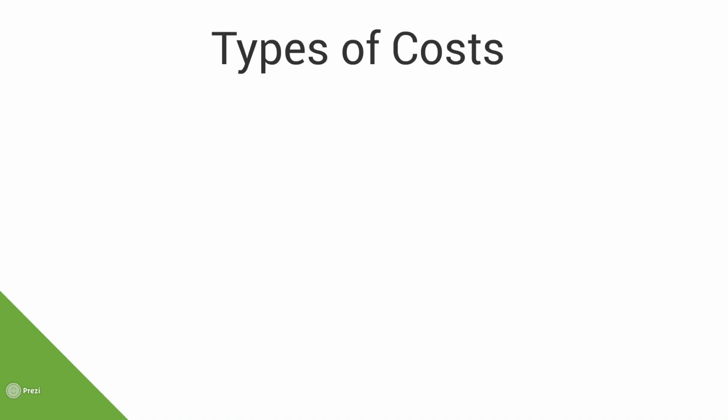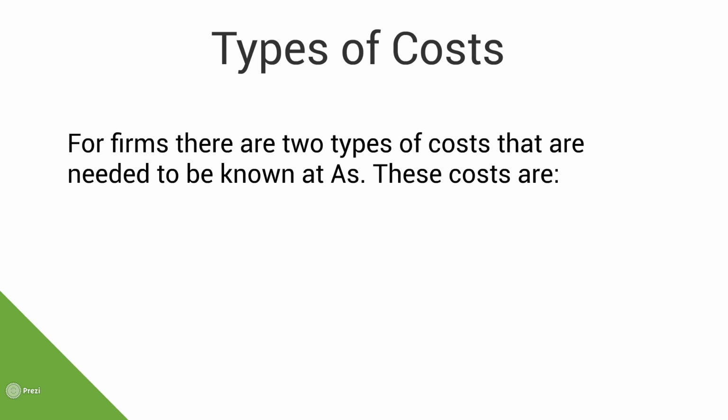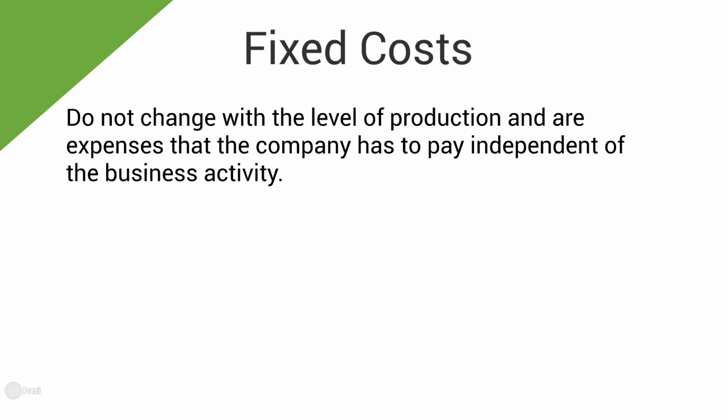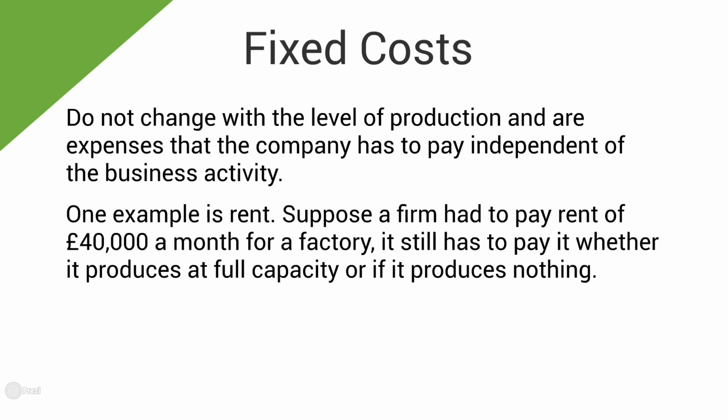So now let's move on to the type of cost for firms. For firms, there are two types of costs that are needed to be known at AS. These costs are fixed costs and variable costs. But what actually are fixed costs? Fixed costs do not change with the level of production and are expenses that the company has to pay independent of the business activity. One example is rent.